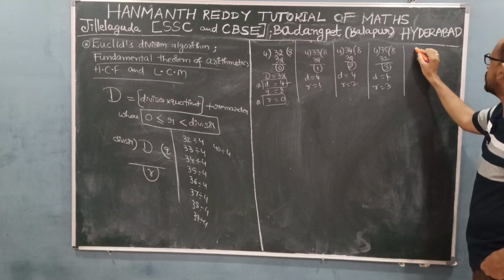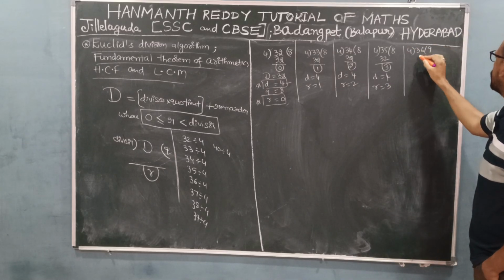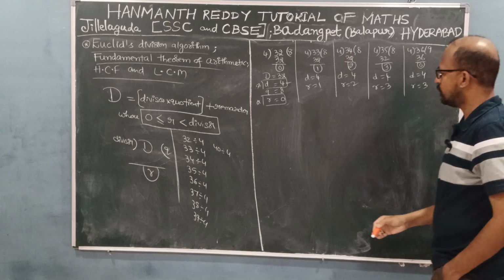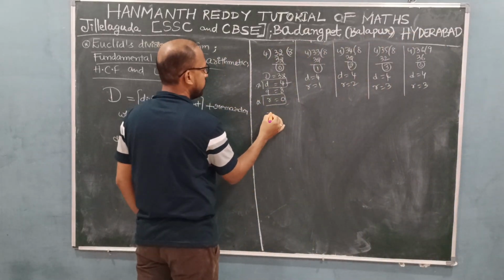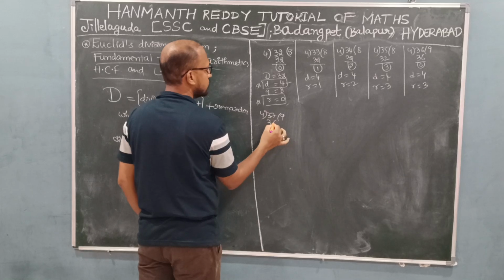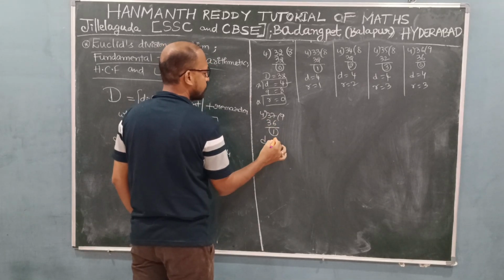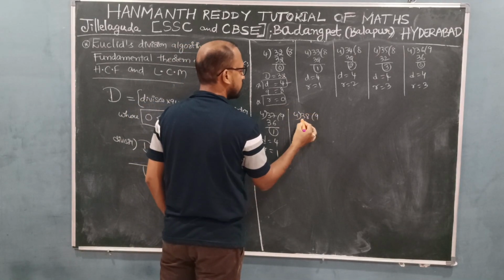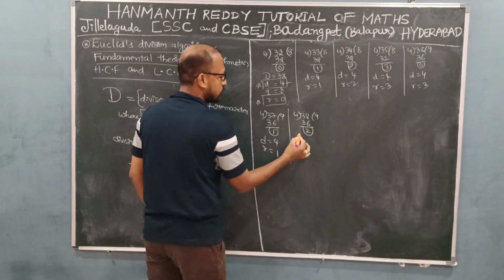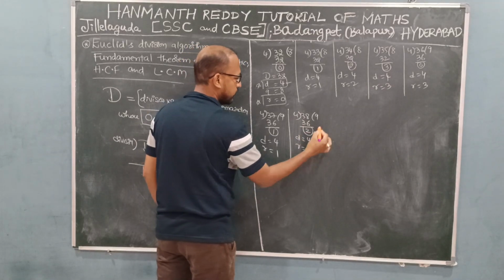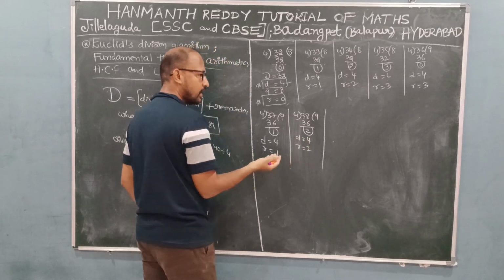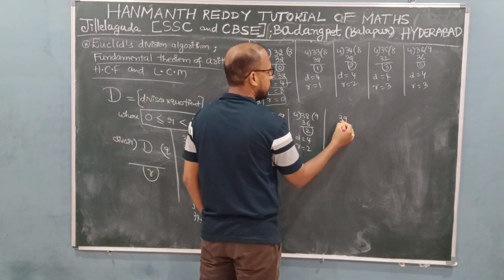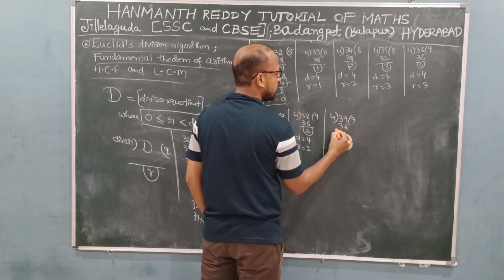Next, go for 36 divided by 4. 4 nines are 36, remainder is 0. So divisor is 4, remainder is 0. Now again 37 divided by 4. 4 nines are 36, remainder is 1. So divisor is 4, remainder is 1. Next, 38 divided by 4. 4 nines are 36, remainder is 2. So divisor is 4, remainder is 2. Guys, this is the basic division we learned in the earlier class, that's why I am going very fast. 39 divided by 4: 4 nines are 36, remainder is 3.